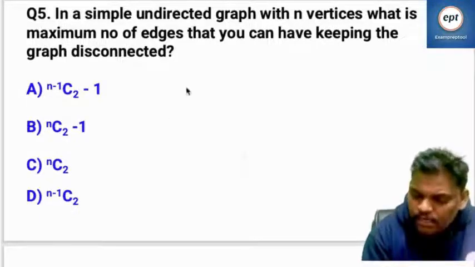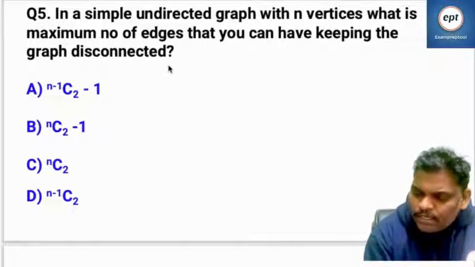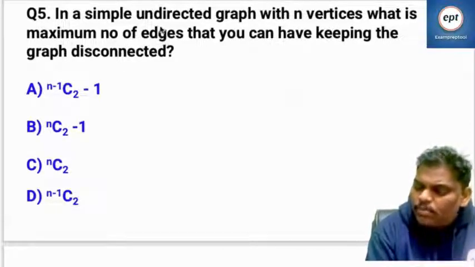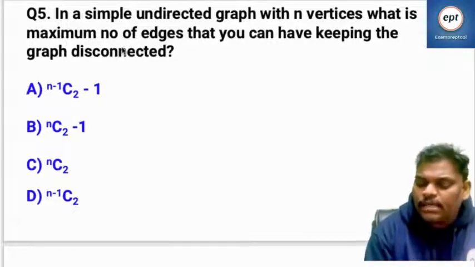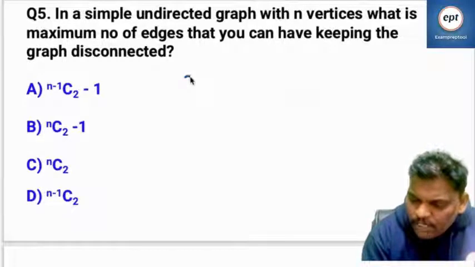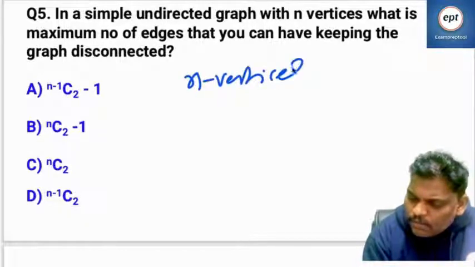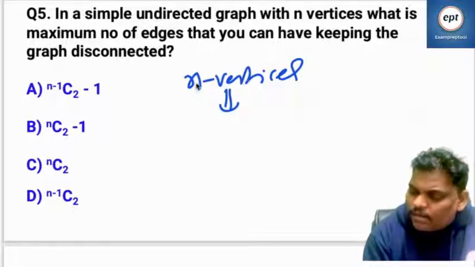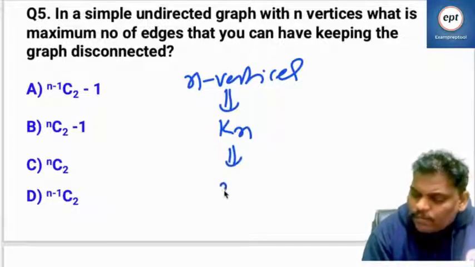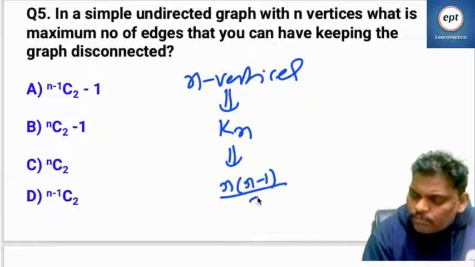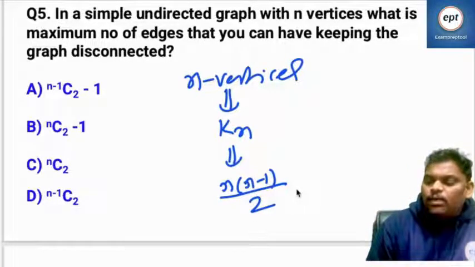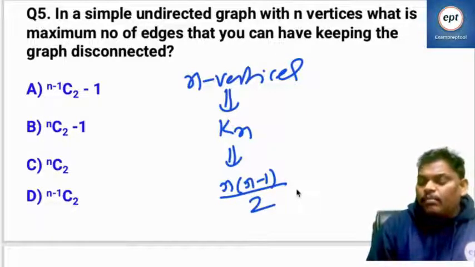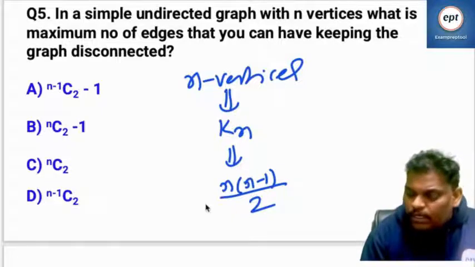Now see everyone, the interesting answer. In a simple undirected graph with n vertices, what is the maximum number of edges that you can have keeping the graph disconnected? Now listen. N vertices are there. The maximum number of edges is present in Kn. Kn contains n into n minus 1 by 2 edges.